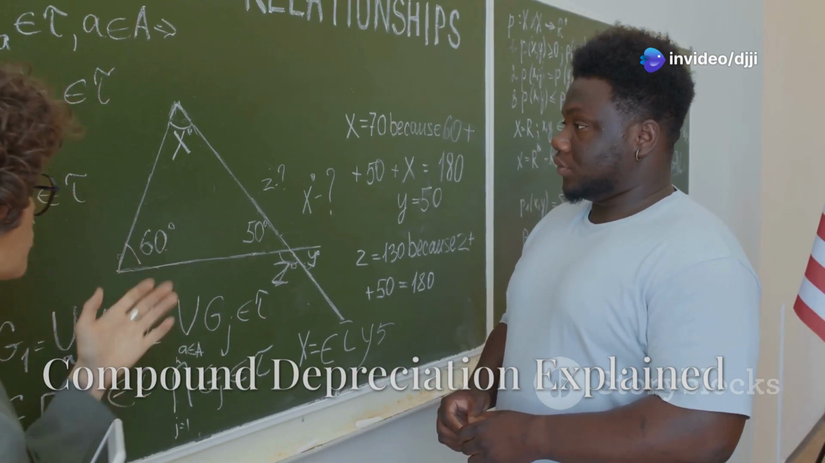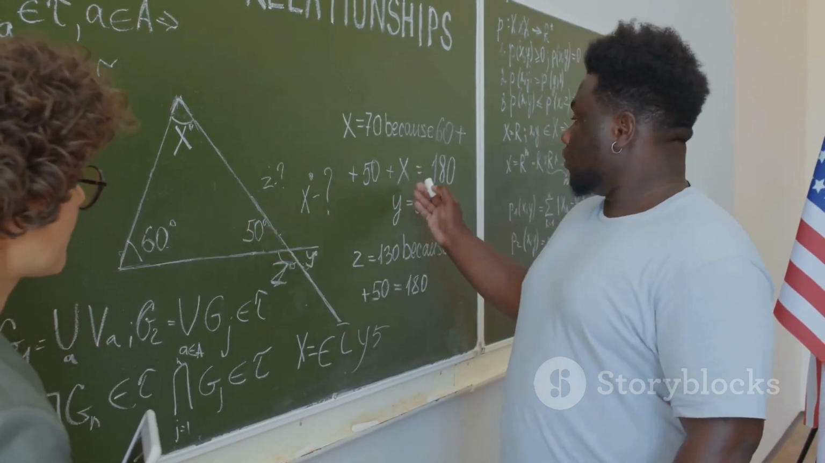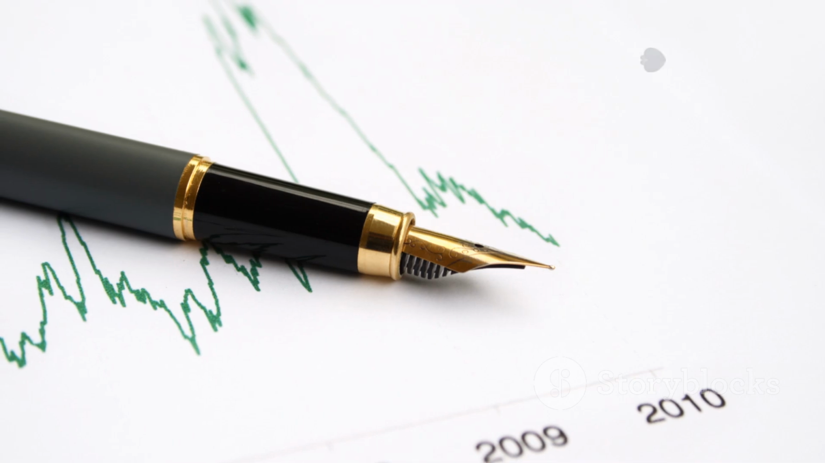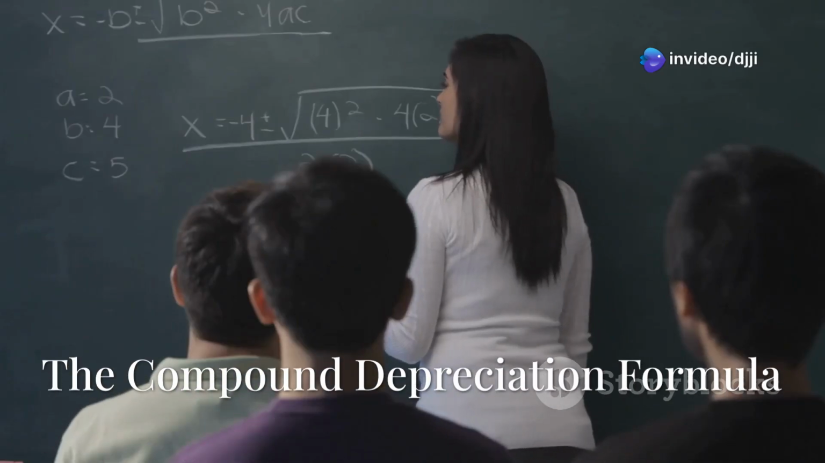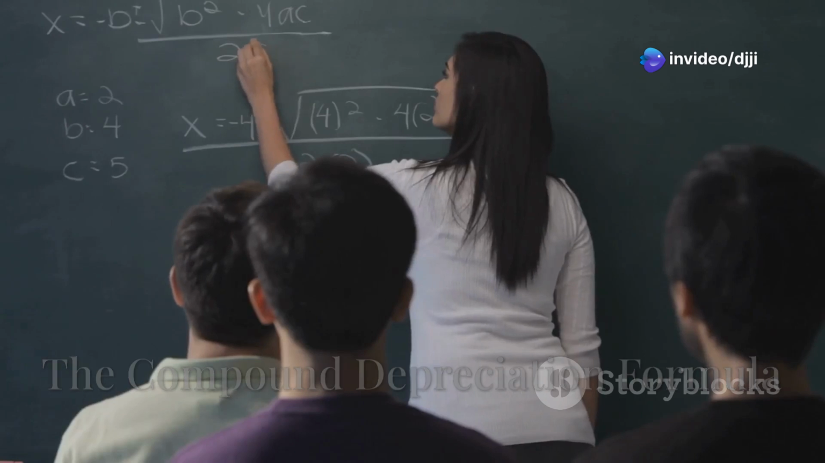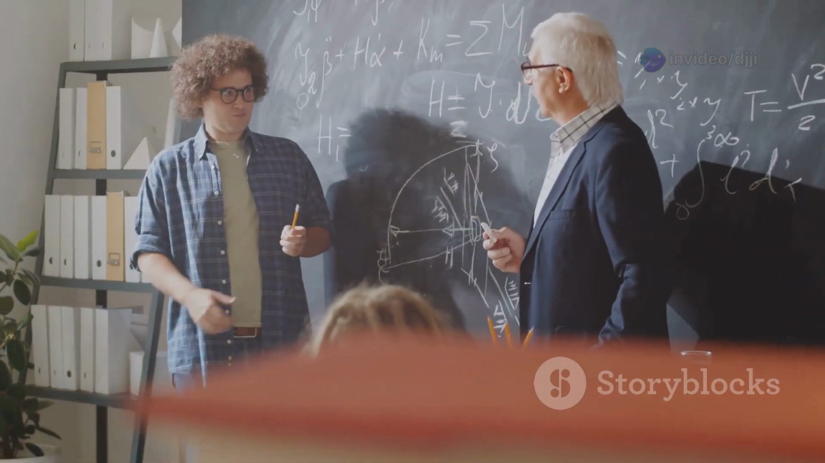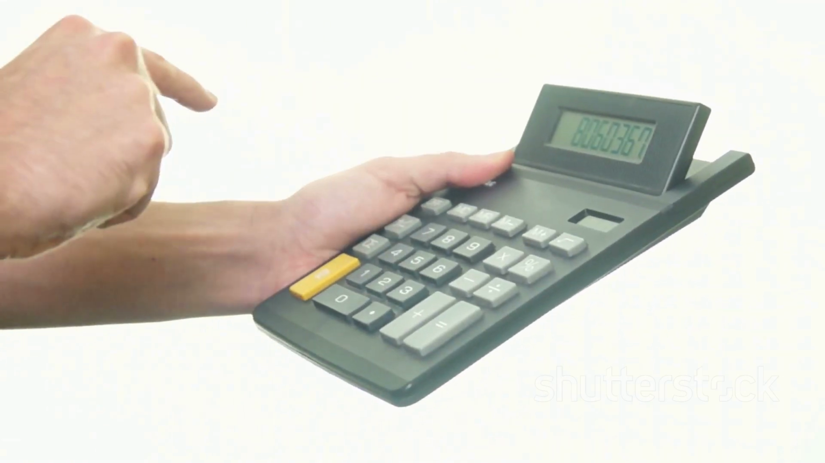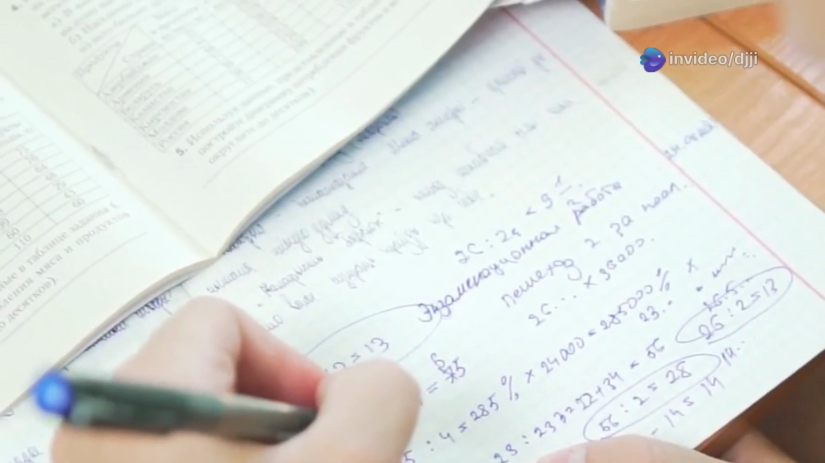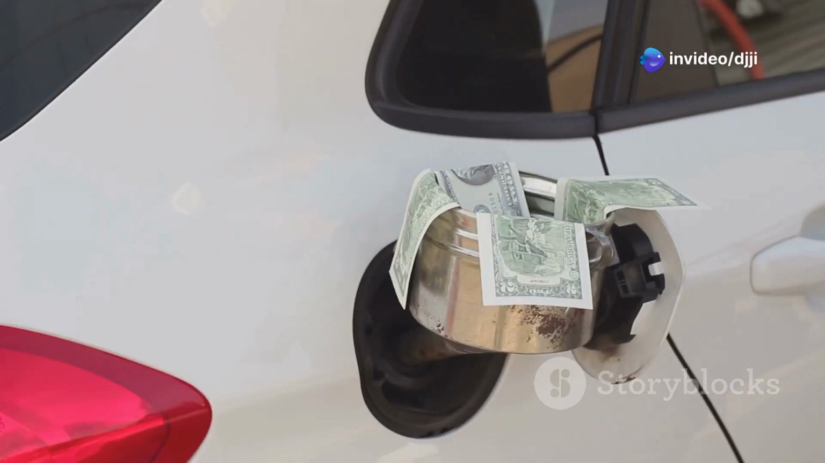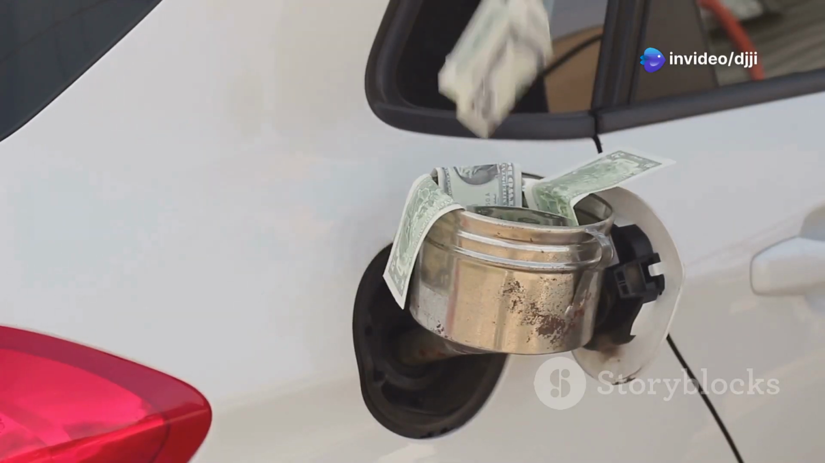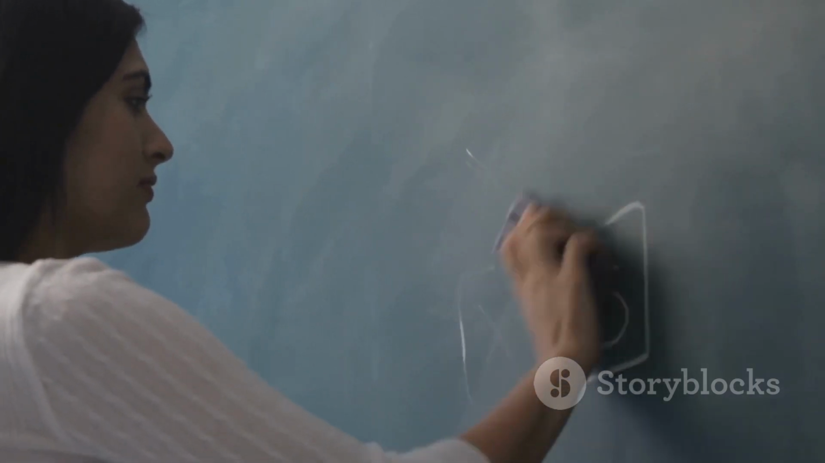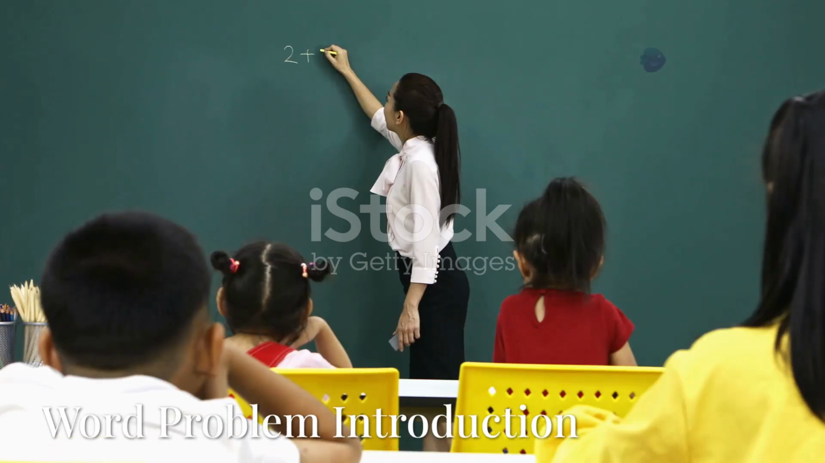Compound depreciation happens when the value of an asset decreases by a percentage of its current value over time. What that means is, the amount of depreciation gets smaller each period. So, the formula is A equals P times (1 minus I) to the power of N. Here A is the final value of the asset, P is the initial value of the asset, I is the depreciation rate as a decimal, and N is the number of time periods. Basically, compound depreciation is when an asset's value decreases by a percentage of its current value over time, and that's calculated using the formula A equals P times (1 minus I) to the power of N.